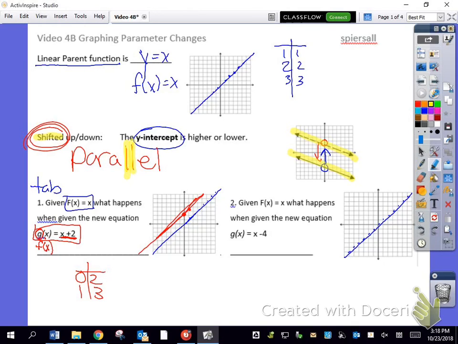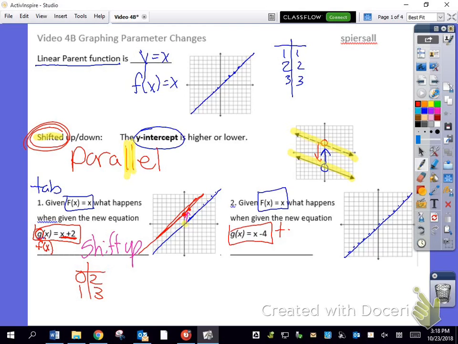I started at my parent function, and which way did I move? I moved up. So that is a shift up. Okay? I shifted up.